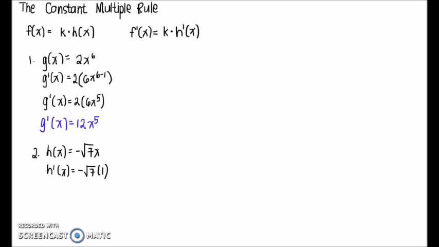Then simplifying this, we will get the derivative of h of x is equal to negative square root of 7. And that will be our final answer. Now let's proceed to another example. We have j of x is equal to 5 over x cubed. And before we proceed with that, let's recall.